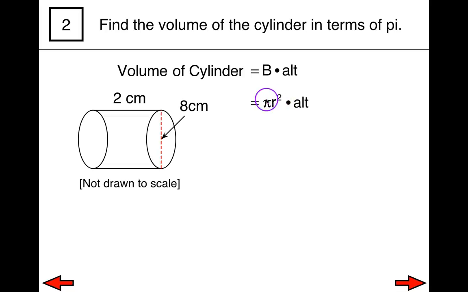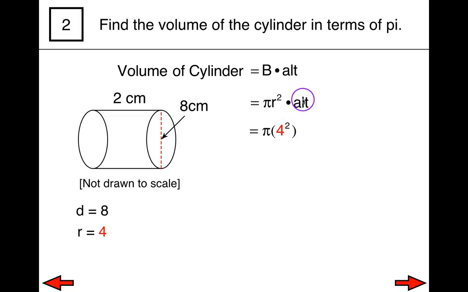Now, for this part right here, I need to figure out what the radius is. So let's take a look. Well, they gave us an entire length of the circle. That's actually the diameter. So if my diameter is 8, my radius would only be half of that. So I would say the radius is 4. So let's plug that in. We have pi 4 squared.